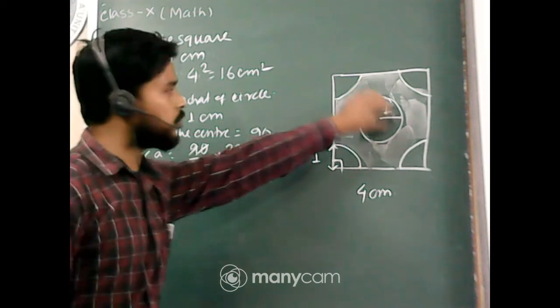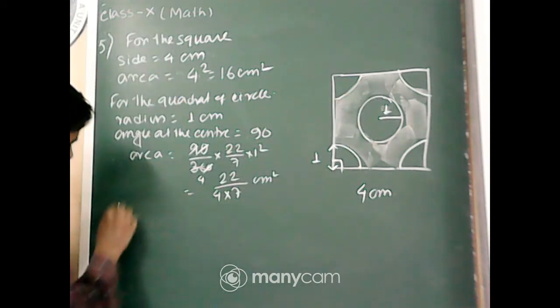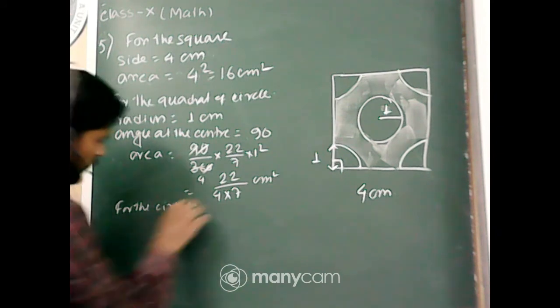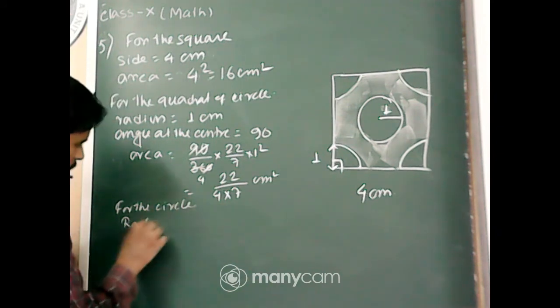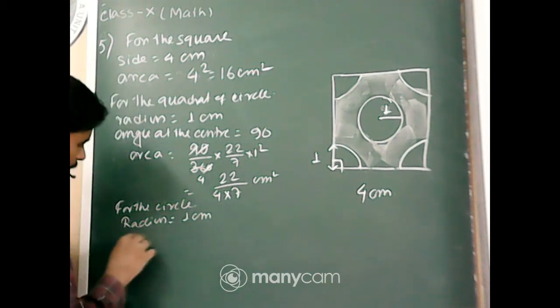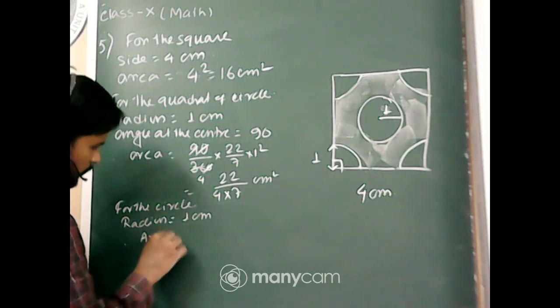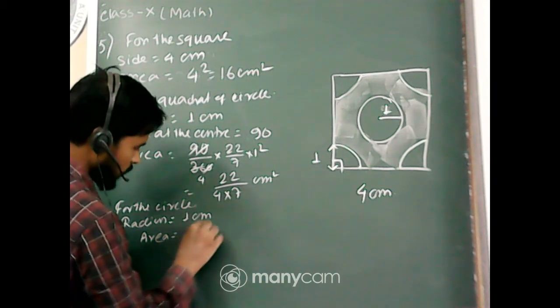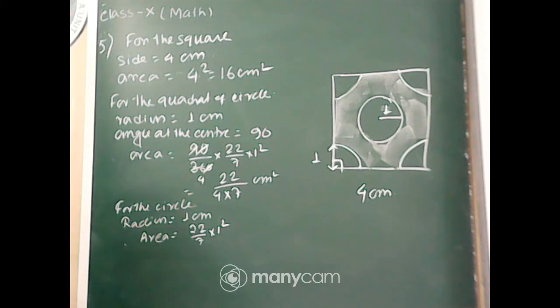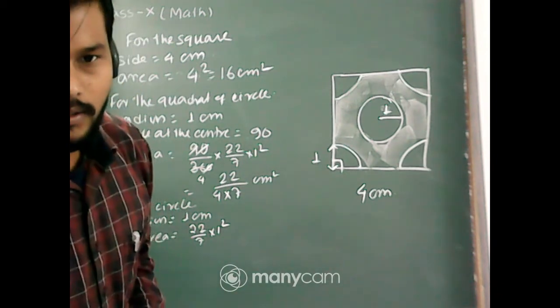Now consider the full circle. For the circle, radius is given as 1 centimeter. So its area will be pi, means 22 by 7 into 1 square.